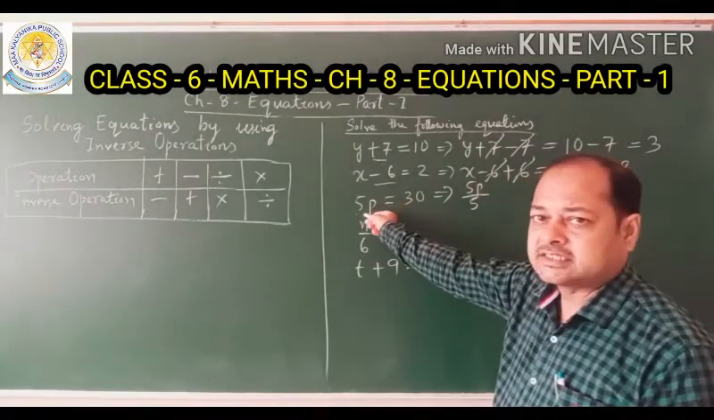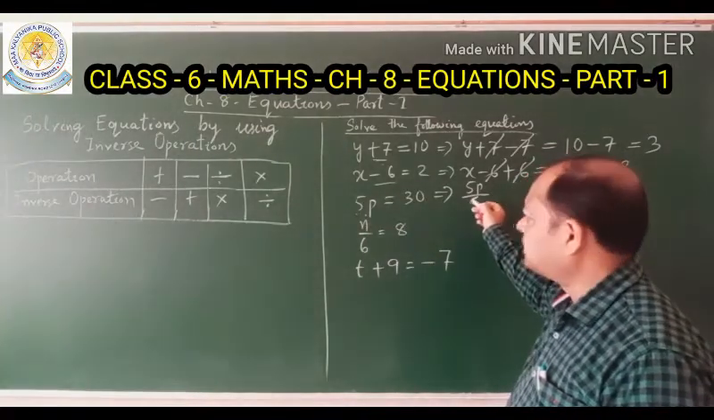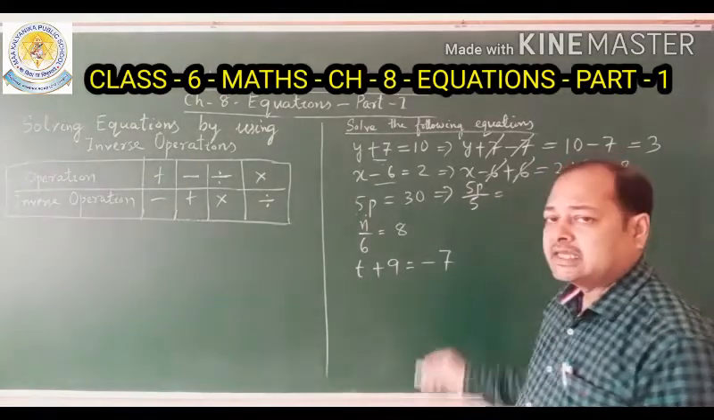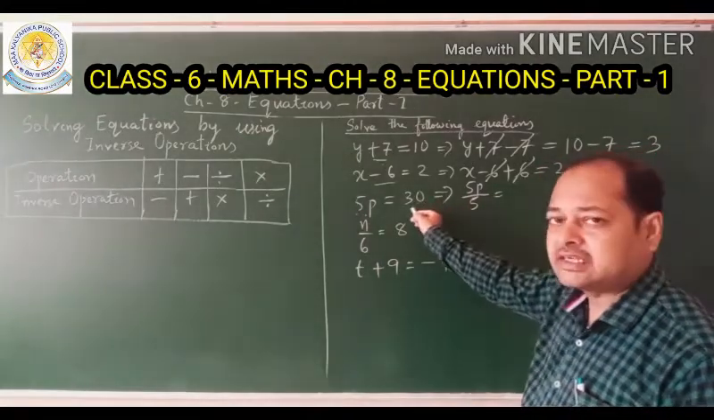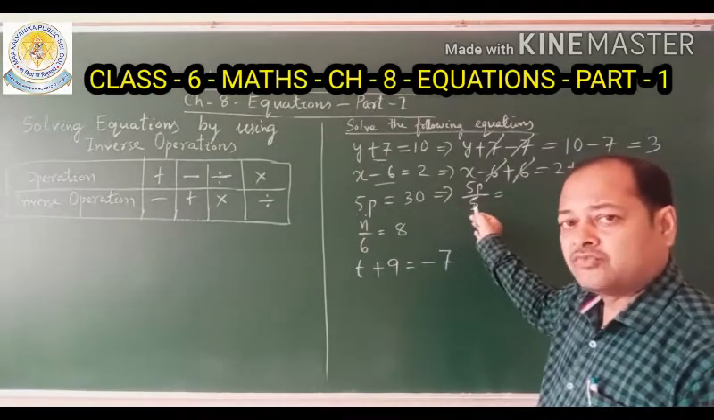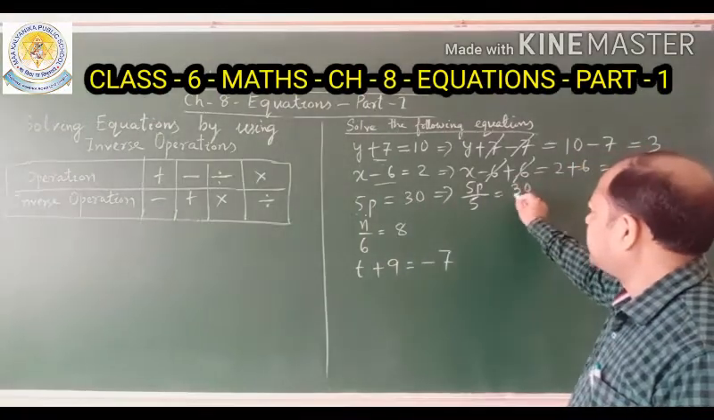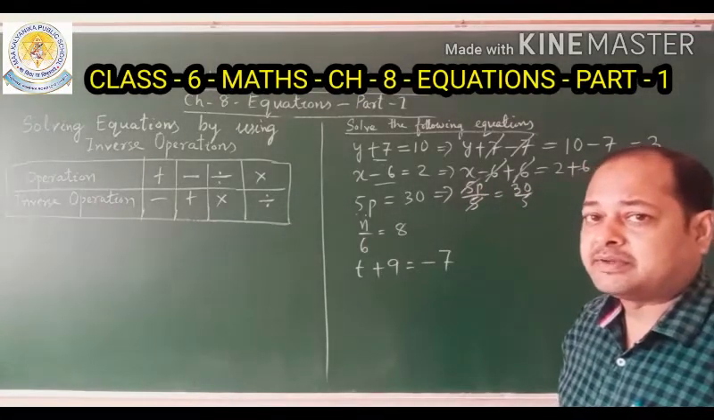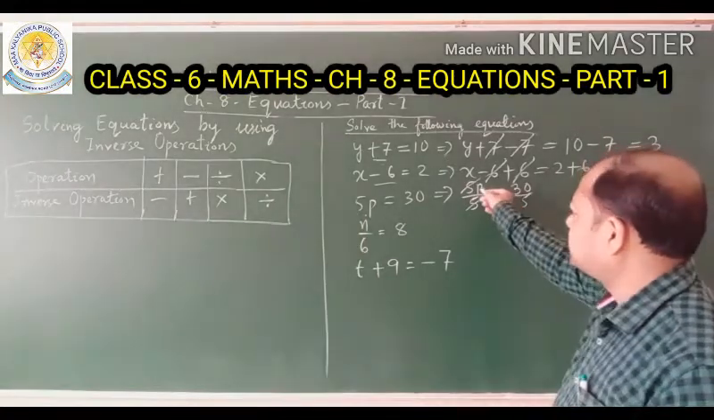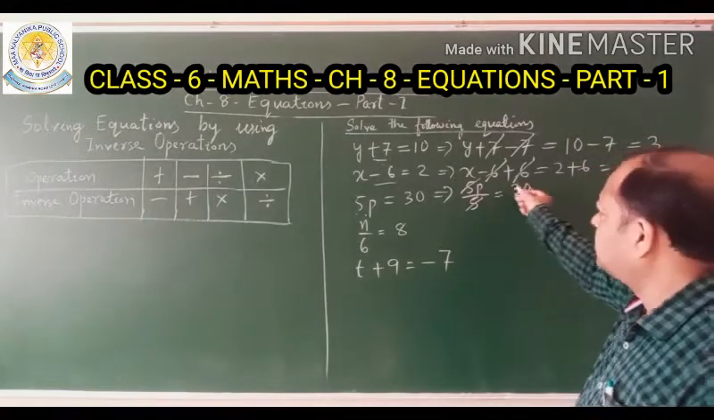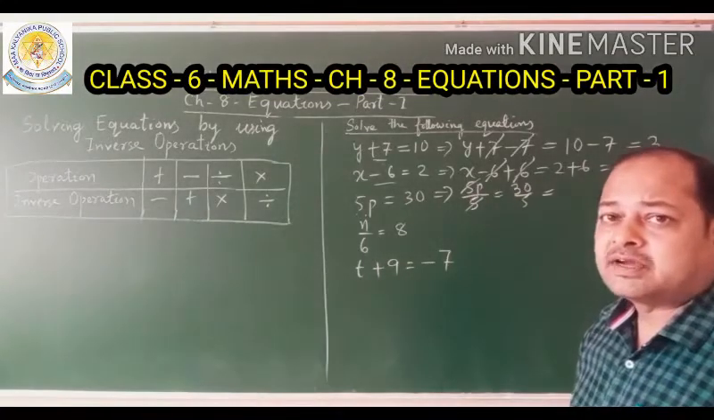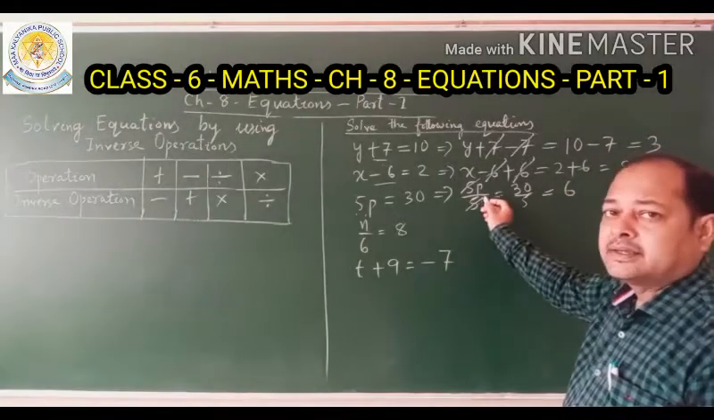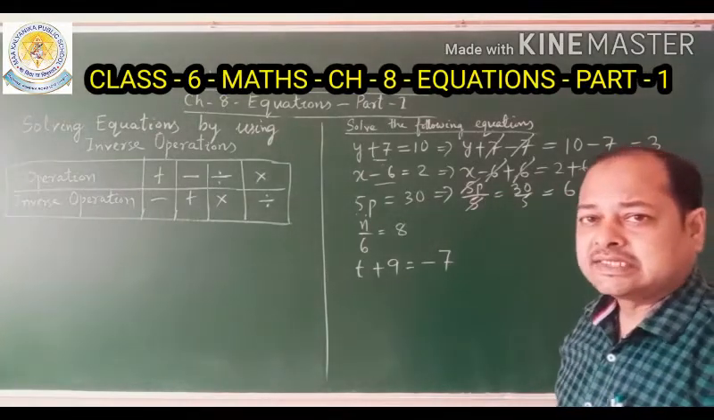When multiplication is there, we have to divide; inverse of multiplication is division. So here divide by 5. Similarly, on the right hand side also, which quantity is there? 30. We have to divide 30 by 5. Then here 5 will be cancelled because 5 divided by 5 will be 1. So which value are you getting now? P equal to 30 divided by 5, how much? That is 6. So the value of p is 6.